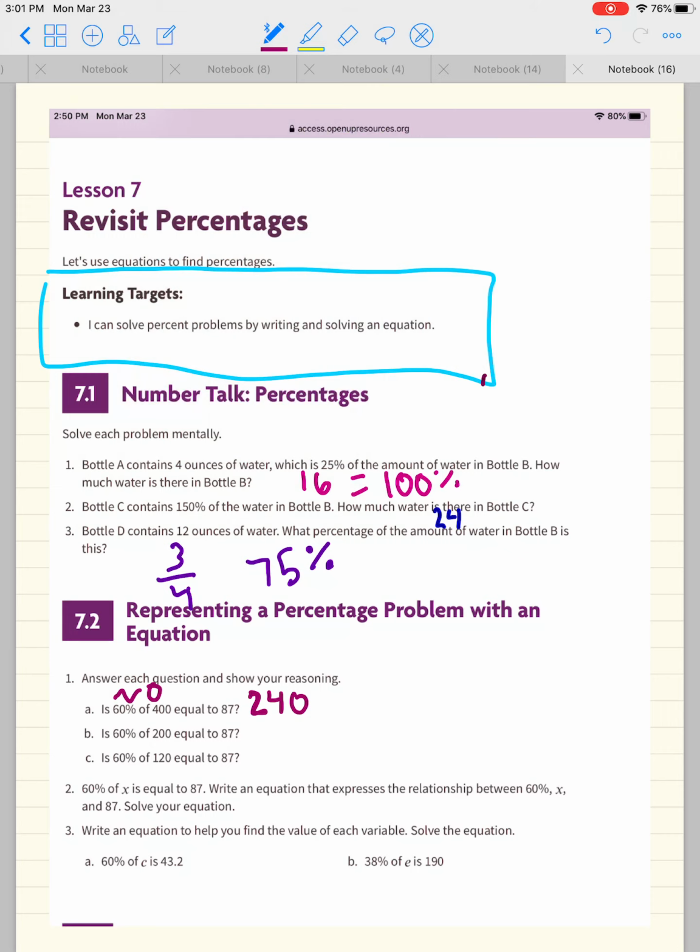Okay, again, we can also think about this. We can think about 50% of 200. We know that that is going to be 100. And so 60% is a little bit higher. And so the number is going to be a little bit higher than 100. So we can already kind of see that no, it's probably not going to be 87. But let's go ahead and solve it. 60 over 100 times 200 over 1.